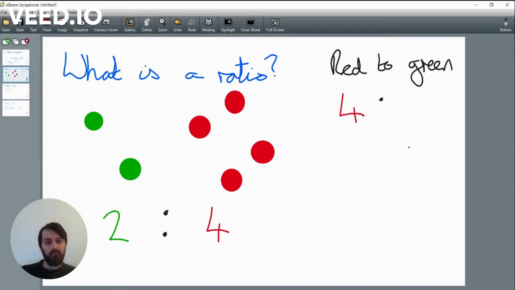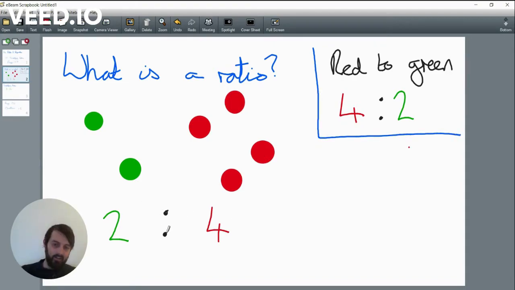Ratio symbol. And then the green one. So red to green is 4 to 2. Green to red is 2 to 4. Instead of saying ratio, so 2 ratio 4, you can just say 2 to 4. So I know it's 2, 2, but 2 different types of 2. 4 to 2.